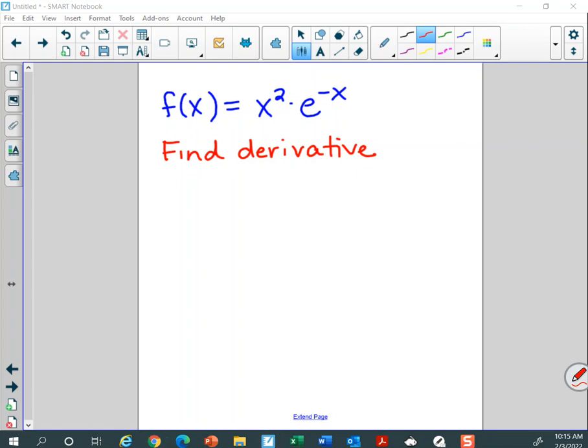I know you probably wouldn't have believed it when I was teaching you product rule the first time, but you guys are like product rule experts now. You're like, product rule? No worries. I could roll it out in my sleep.